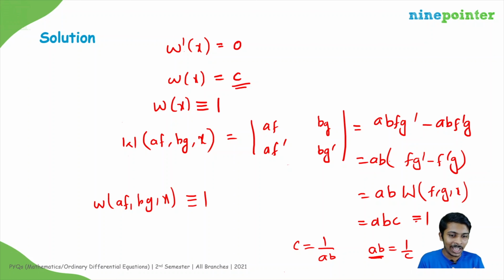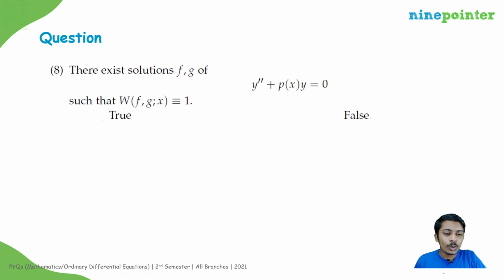Okay, so we have got the Wronskian of one function with another function, both being solutions of the differential equation, at any point being identically equal to 1. Which means the given statement can be attained, and so this is a true statement.